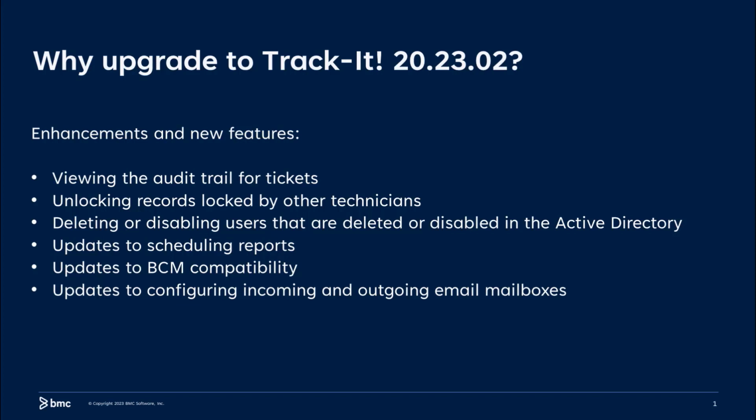Requesters and technicians who are disabled or deleted from Active Directory are automatically deleted from the Trackit application in version 2023 Release 2. Other enhancements available in the product updates are: an update to the scheduling report, and updated BCM compatibility with the Trackit 2023 Release 02 version with 22.04.03 version, and incoming and outgoing configuration with Office 365.